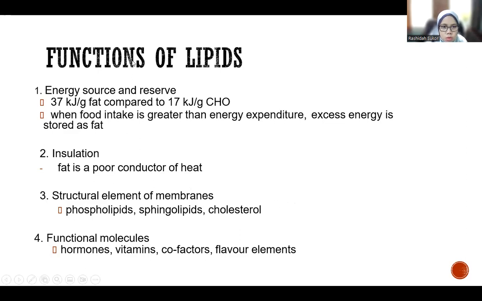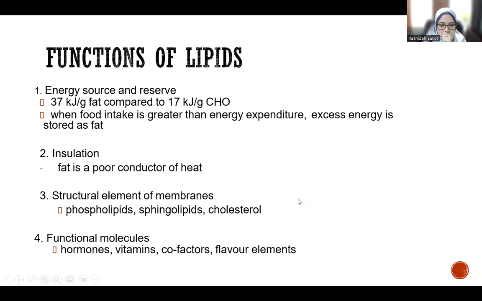So if there are not enough lipids to build this phospholipid, sphingolipid, and cholesterol, the structural element of the membrane will be weak. Then for functional molecules, fat can be hormones, and can also be vitamins. Vitamins can be fat soluble or water soluble. We have the water soluble vitamins, and the fat soluble vitamins, A, D, E, K.